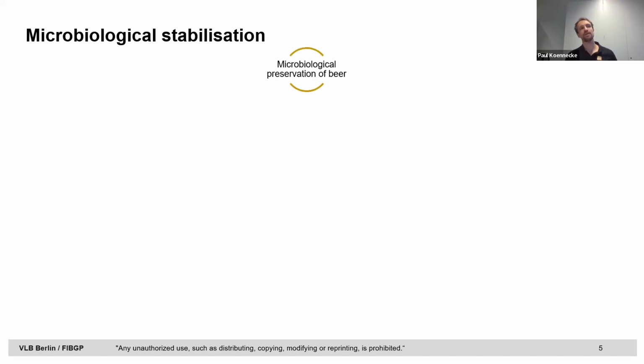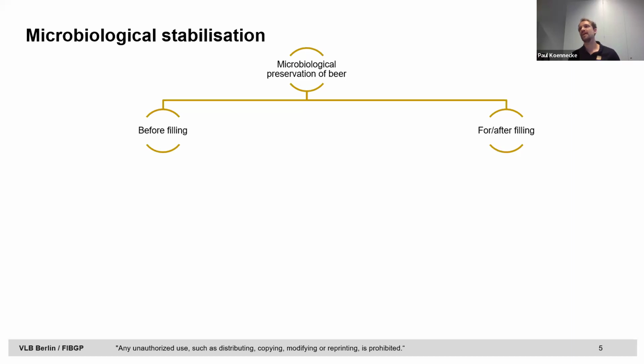When we look at the microbiological preservation of beer, we can basically do this before filling or after filling. And before filling, of course, there's always the issue that you then have this point of filling the beer into your bottle, which can be a point of contamination. So when you do a microbiological preservation of beer before filling, you have to assure that your filling process is as clean as possible. And the most common way of microbiological stabilization before filling is the flash pasteurization.